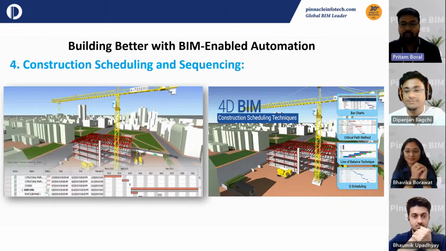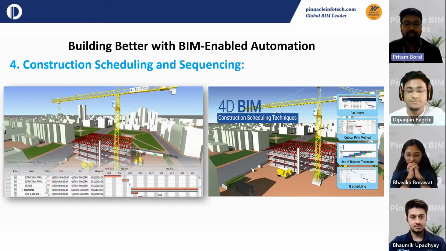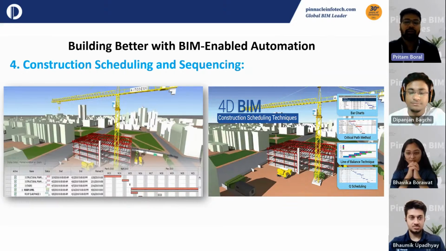BIM technology can also be used for 5D cost estimation, which combines the 3D BIM model with the cost data and the time schedule. This allows the stakeholders to create accurate and reliable cost estimates throughout the entire project lifecycle. And BIM helps in 6D facility management as well. BIM can be used for facility management, which includes the use of the BIM model for building maintenance and operations. This allows the stakeholders to create accurate and up-to-date facility management plans, which can lead to better building performance and reduced material costs.